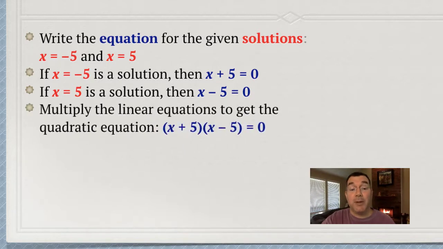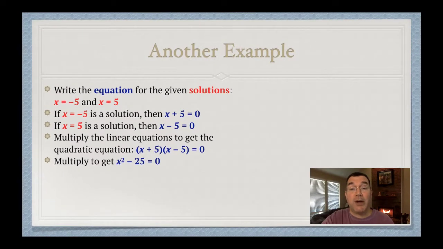So now, if I multiply those two linear equations together, or at least the expressions on the left-hand side, I would get x plus 5 times x minus 5 equals 0. And you can see that -5 would be a solution to that, and +5 would be a solution to that as well, depending on which set of parentheses would end up equaling 0, making the whole thing equal to 0. So I multiply those two sets of parentheses together, and I get x squared minus 25 equals 0. And that is the quadratic equation that has -5 and +5 as its solutions.